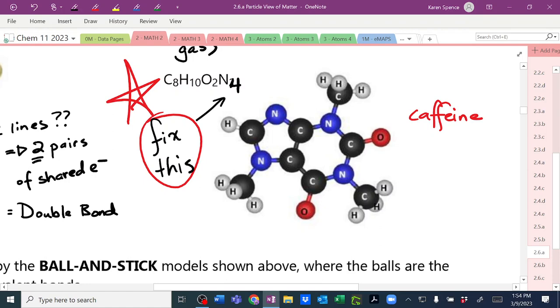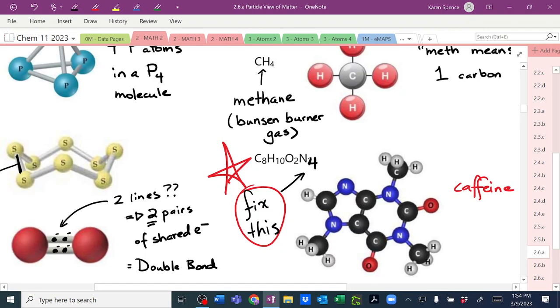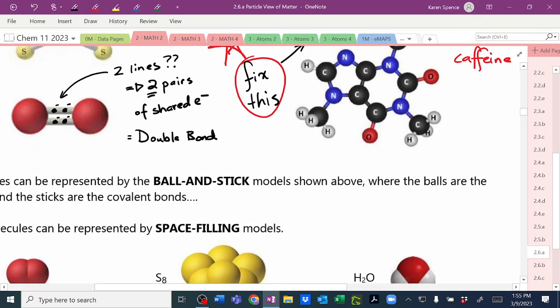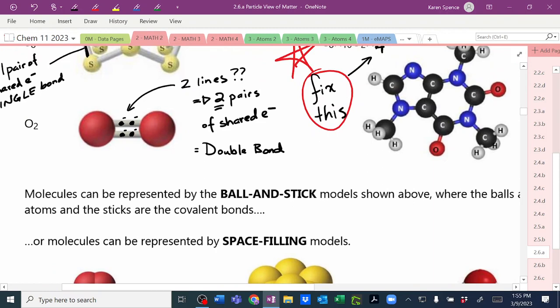But all of these models that you see here, they're all made of little balls attached by sticks. Okay, the balls represent the atoms and the sticks represent the covalent bonds, the shared electrons. And so guess what we call them? We call them ball and stick models because they're made of balls and sticks. Ball and stick models.